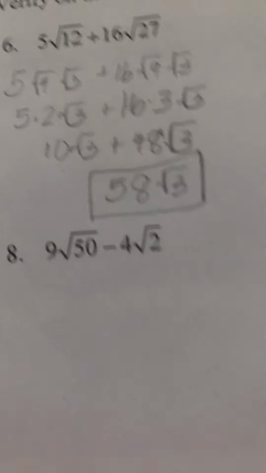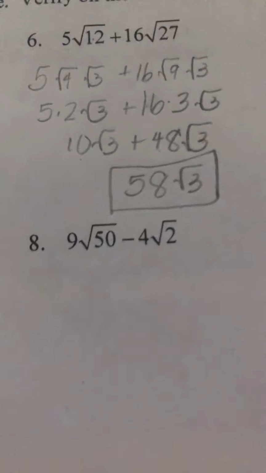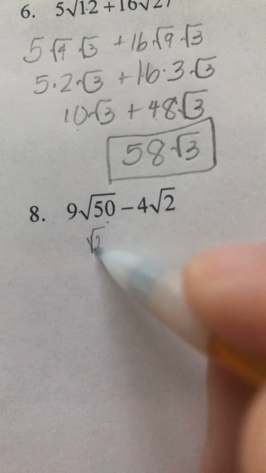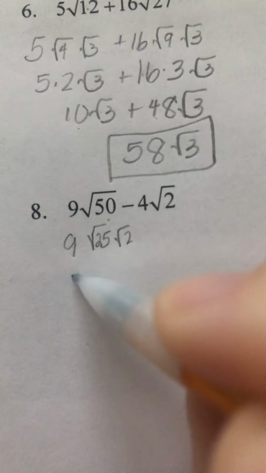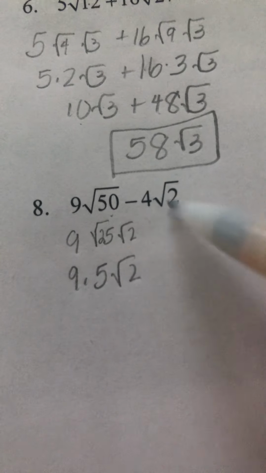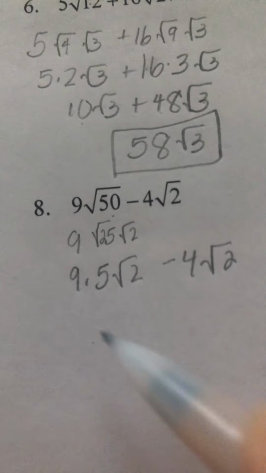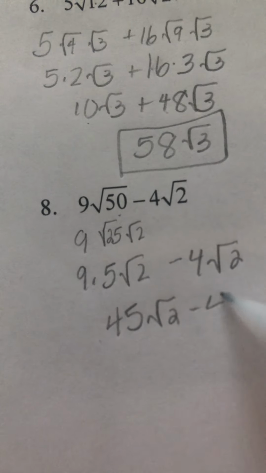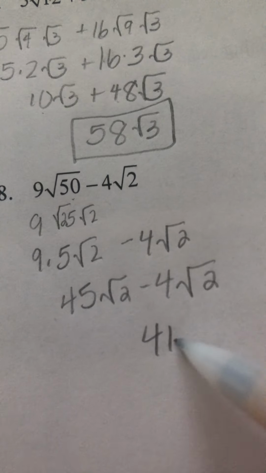And then lastly, and actually I think I'll verify this one on the calculator because I haven't done any of these yet. So simplify that thing, look for the largest perfect square, so it's 25. So you have 9 times 5 times root 2. This cannot be simplified. So you get 45 root 2 minus 4 root 2. So it's 41 root 2.